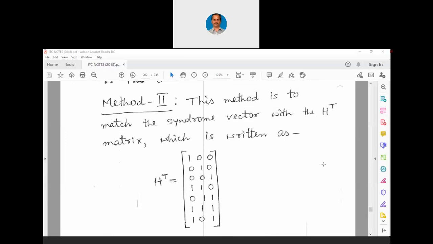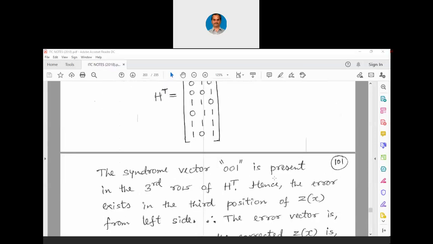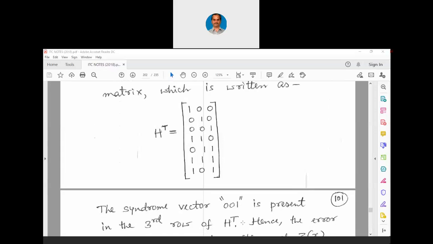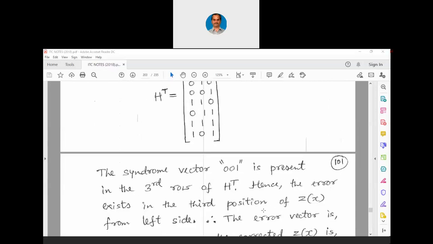The second method is to match the syndrome vector with the Hamming transpose or parity check matrix. Now the Hamming transpose is written here. Okay. And the syndrome vector 001 is present in the 3rd row of H transposed. And the error exists in the 3rd position of Z of x, but it is from the left side.